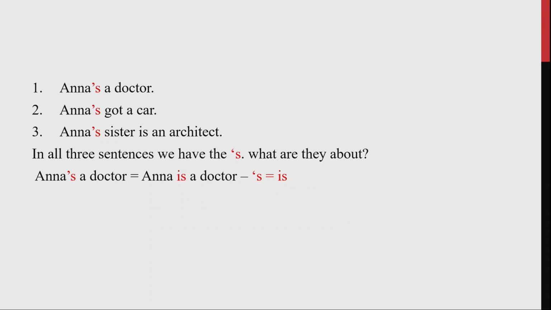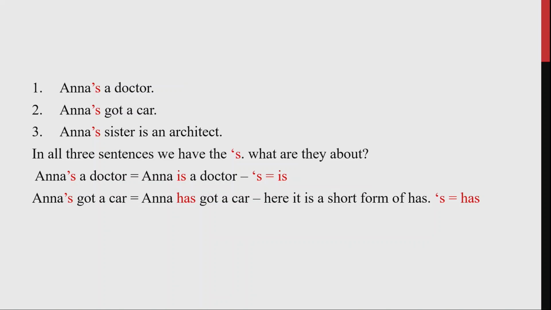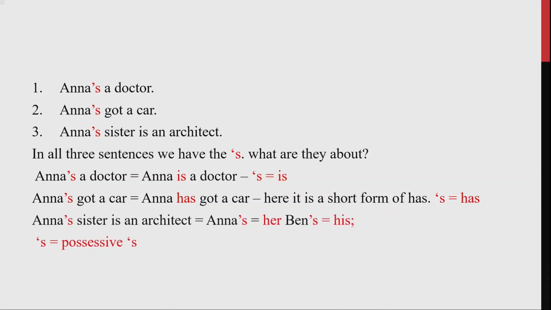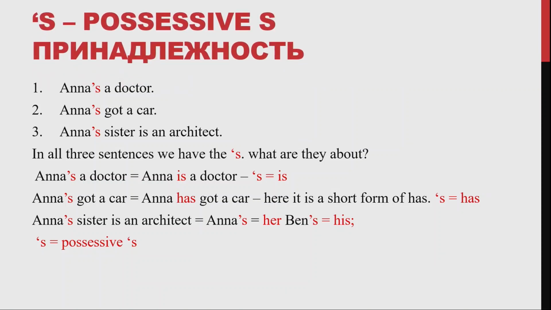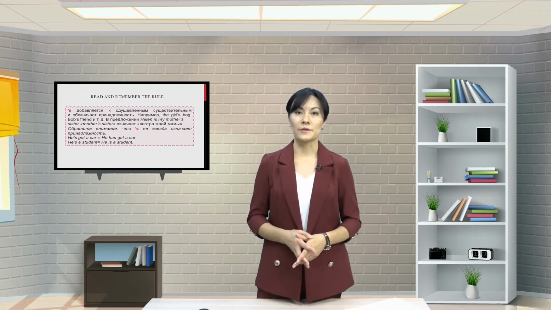Anna is a doctor. Anna is a doctor. Here apostrophe s is a short form of is. Anna's got a car. Anna has got a car. Here it is a short form of has. Anna's sister is an architect. Anna's, it is her. Ben's, it is his. So here we're talking about possessive s. Apostrophe s means принадлежность. And answer the question whose, чей. Now write this into your notebooks. Now children, open your books to page 34 and read the rule.